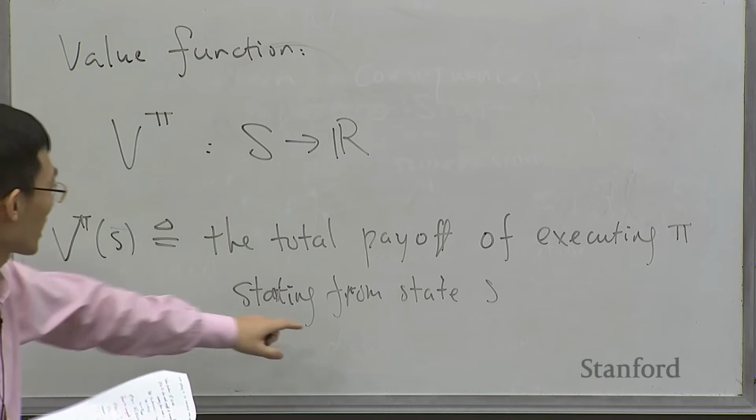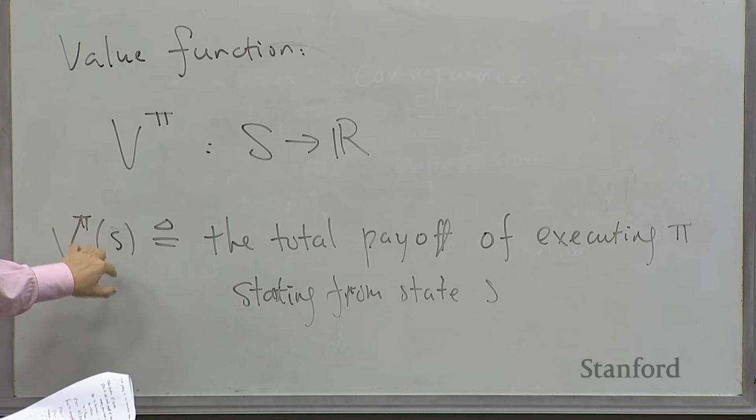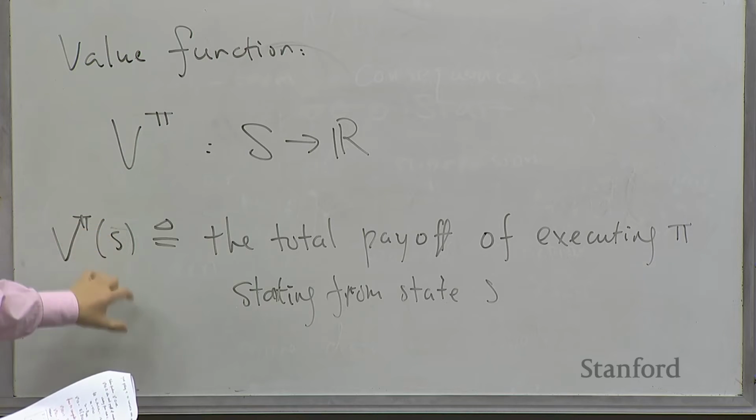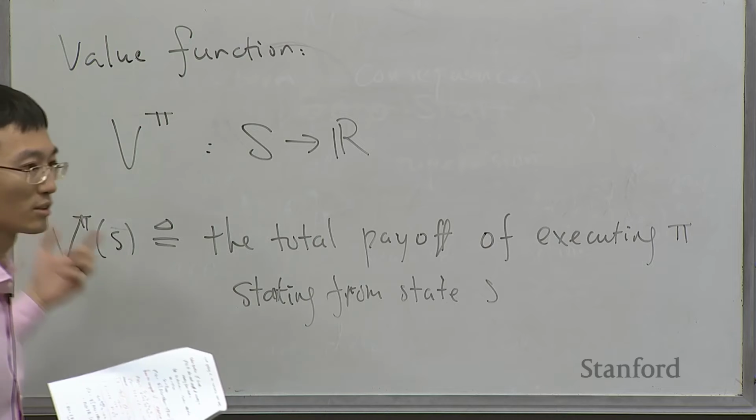Because if the state S is good, then you have, it's a property of both pi and S, right? So if the policy is good, you get better payoff. If the S is good, if the S is probably at the goal, then you probably get better payoff because you don't have to move anything, right? So this is just, go ahead.